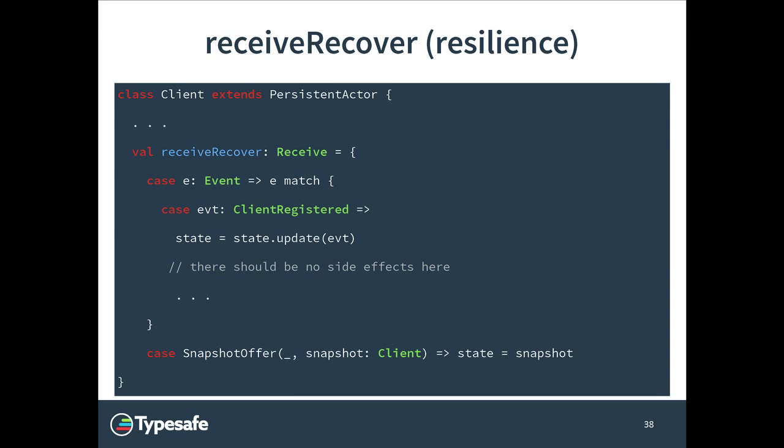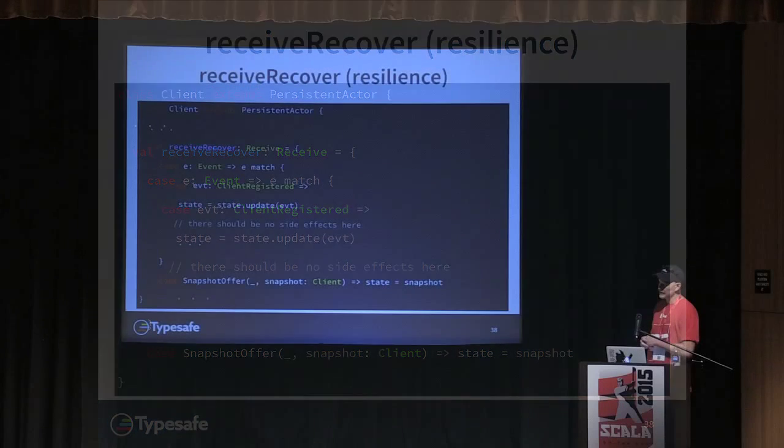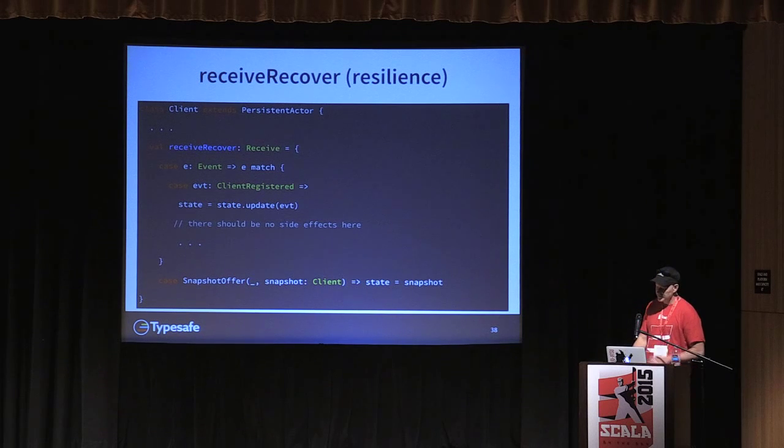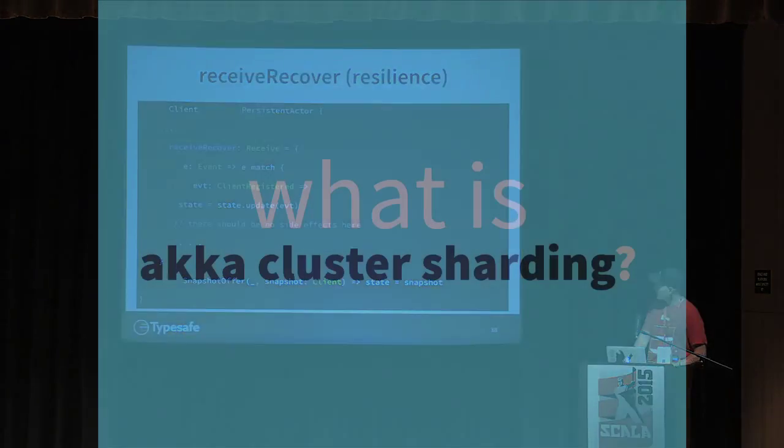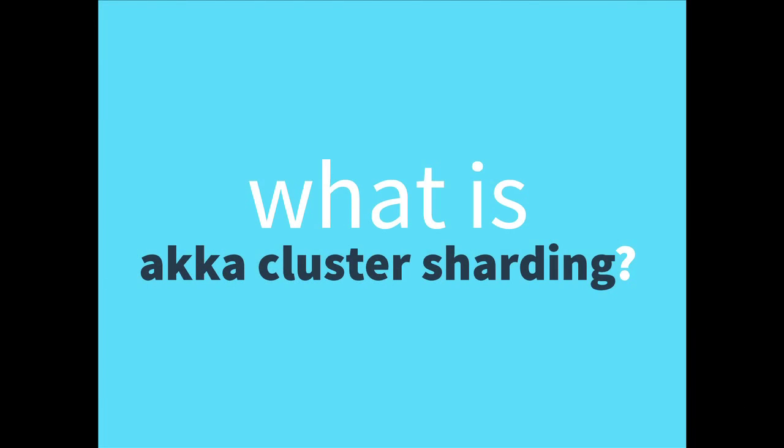It will then spin back up and replay the events or replay the snapshots to bring it back to its current state. So this gives you resilience. If your actor crashes, the system will spin it up again and it'll recover where it was. You don't lose your data. A very powerful mechanism to reason about.